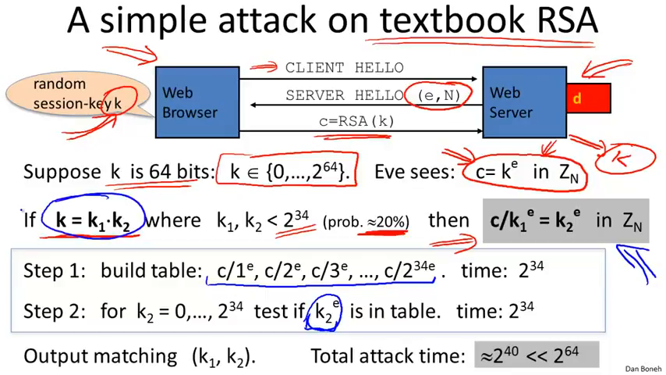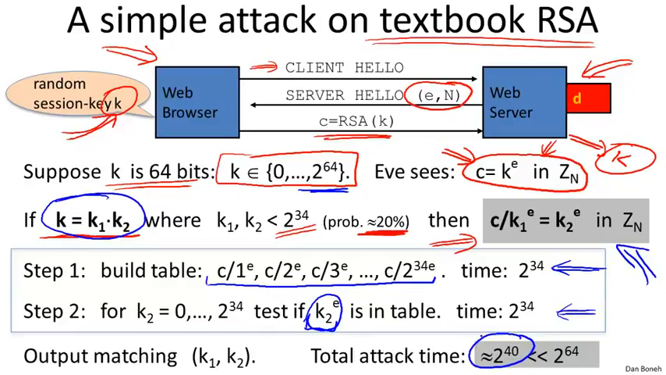Okay, so we've broken basically this encryption system. And how long did it take? Well, by brute force, we could have broken it in time 2 to the 64 simply by trying all possible keys. But this attack, you notice it took 2 to the 34 time for step number 1. Well, it took a little bit more than 2 to the 34 because we had to do these exponentiations. It took 2 to the 34 time for step 2. Again, slightly more than 2 to the 34 because of the exponentiations. So let's say that the whole algorithm took time 2 to the 40. The point is that this is much, much less time than 2 to the 64.